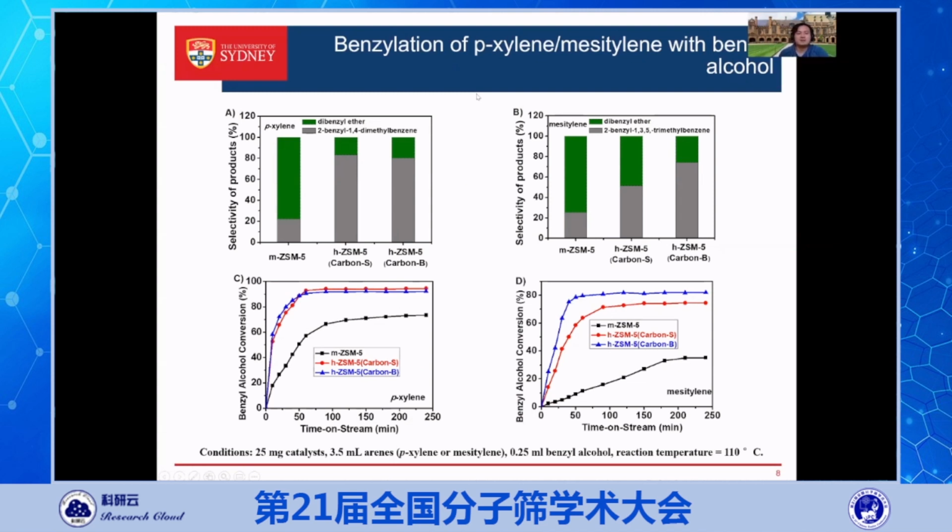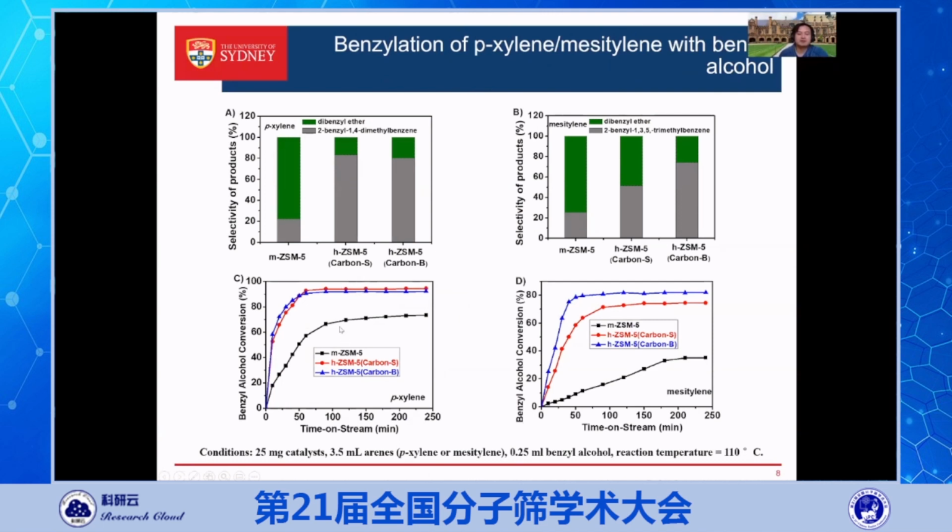So the size is much bigger than ethanol. So paraxylene or mesitylene: one has 2 methyl groups, another one has 3 methyl groups. So the size will be different for the comparison for the reaction.